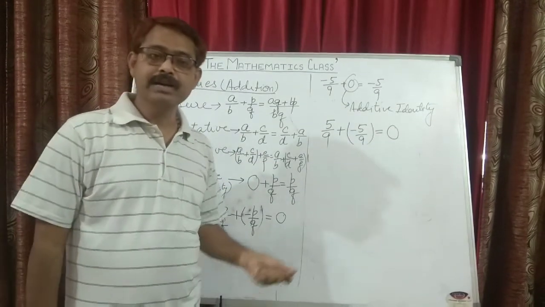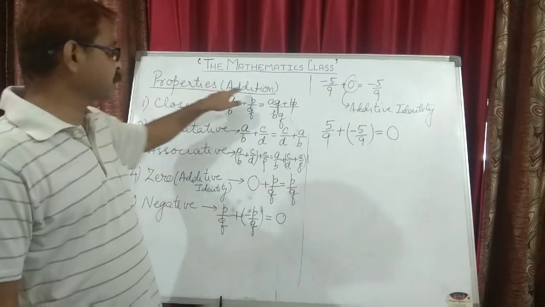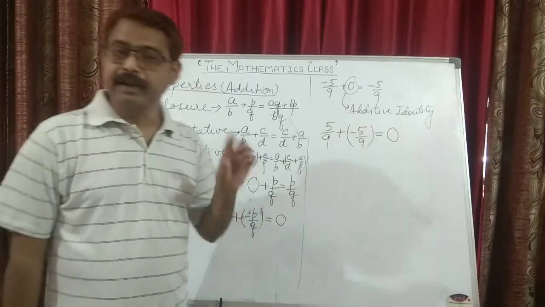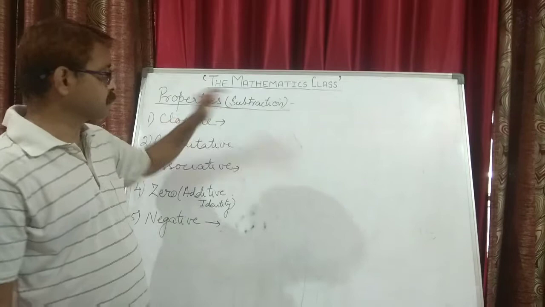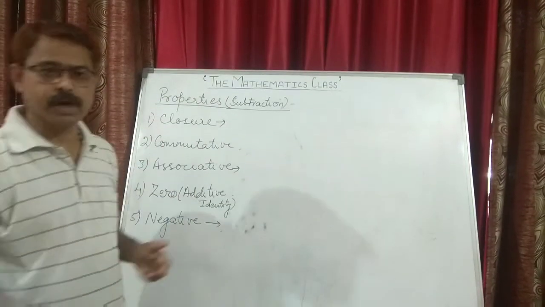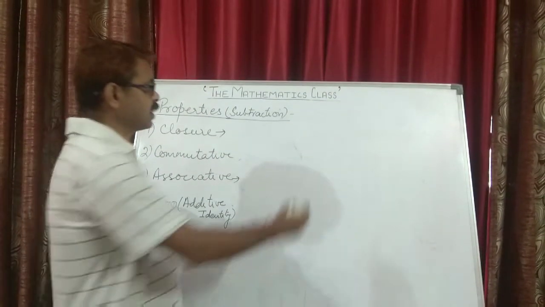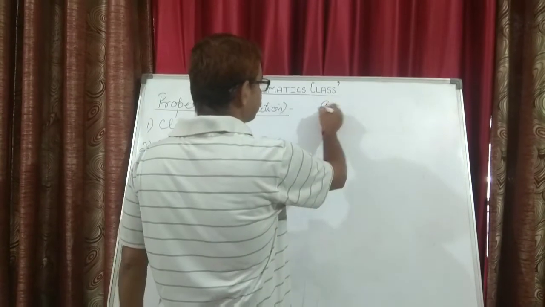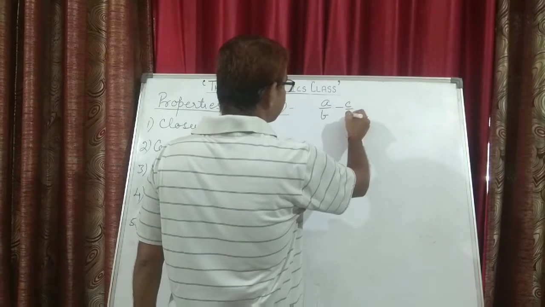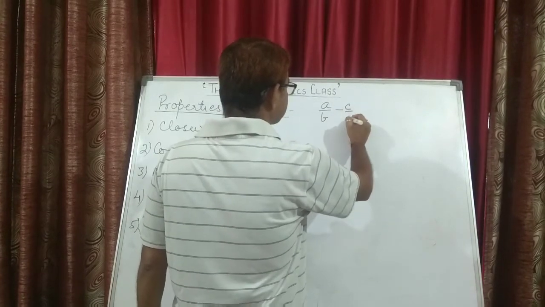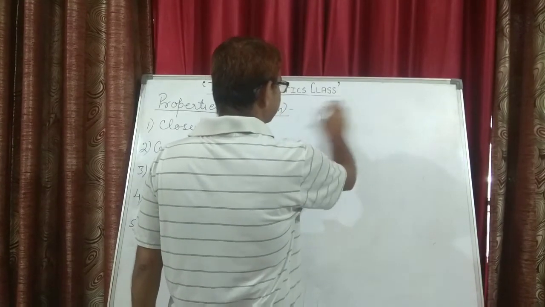Now we will move on to the properties of subtraction for rational numbers. So let's discuss a little bit about subtraction. Suppose we are subtracting A upon B and minus C upon D. Wait.